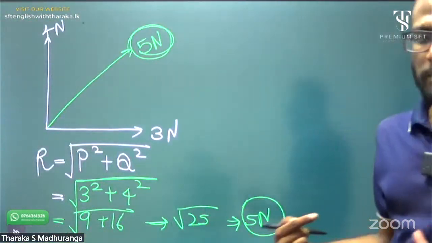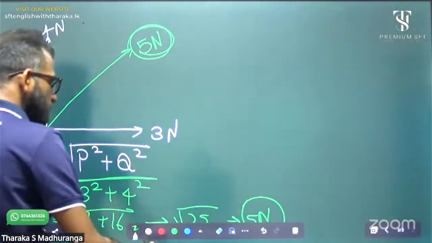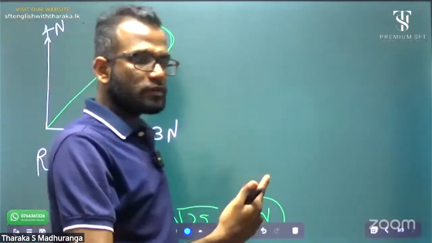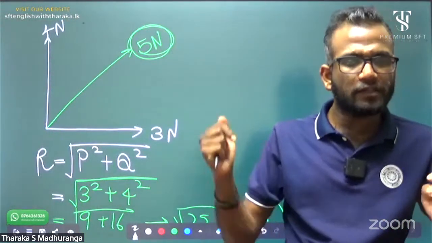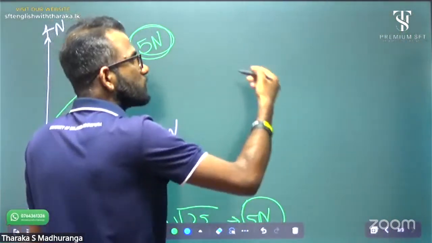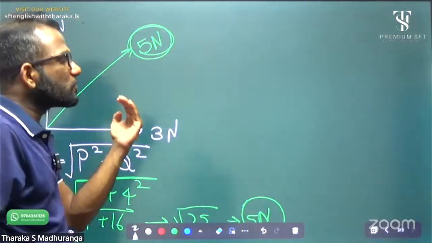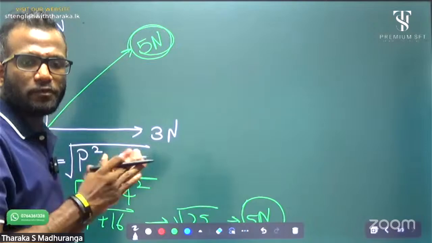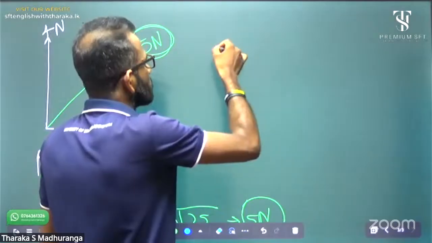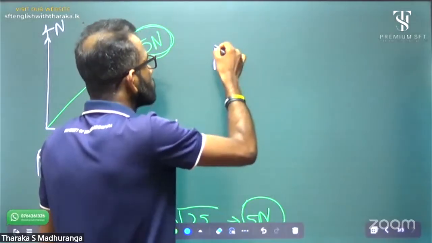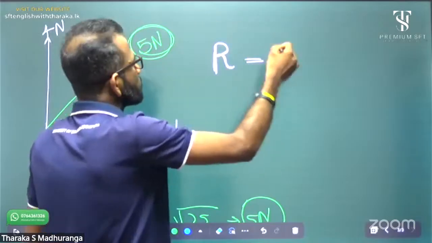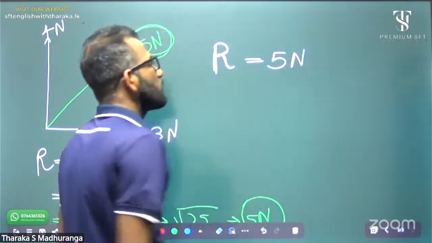Now I have a problem. I told you always the resultant force is a vector. The resultant force is a type of force. Now force is a vector, therefore the resultant force is also a vector. Vector quantity means it has magnitude as well as direction. Now this is the resultant force, capital R. For this force, the magnitude is 5 Newton.